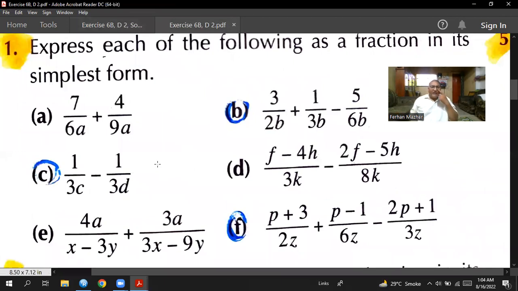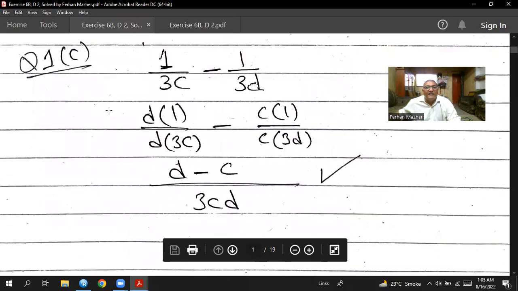Okay, C part is 1 divided by 3c minus 1 divided by 3d. So I will make the denominator the same. The 3 is already the same. I will multiply the first fraction, numerator and denominator, both with d. In the second fraction, I will multiply both numerator and denominator with c. So upstairs I will have d divided by 3cd, and the second fraction will have c upstairs and 3cd downstairs. Now I can write a single fraction, and 3cd will be the denominator. Upstairs we will have d minus c. So this is how you will do the C part.